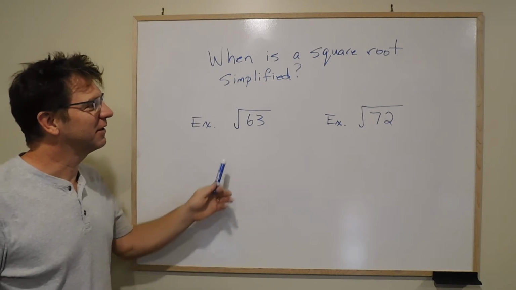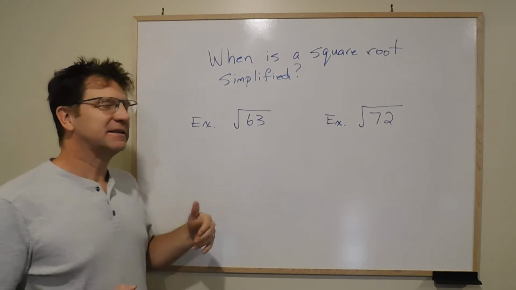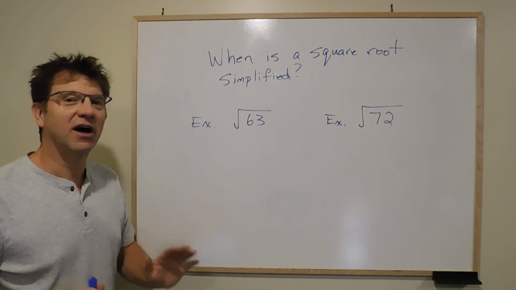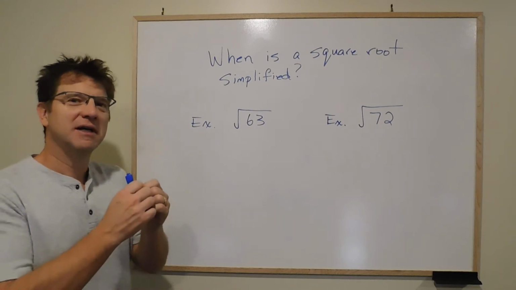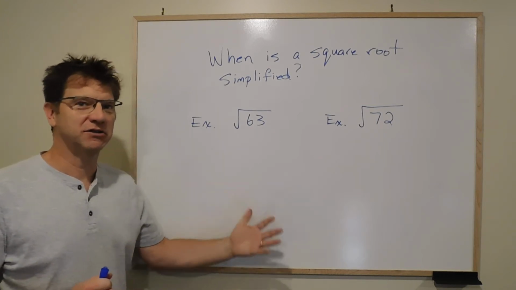So if I get out my calculator and say the square root of 63 is 7.94837, whatever it is, that's not simplified. Simplified means it's still a square root, but you've taken out any possible perfect squares.